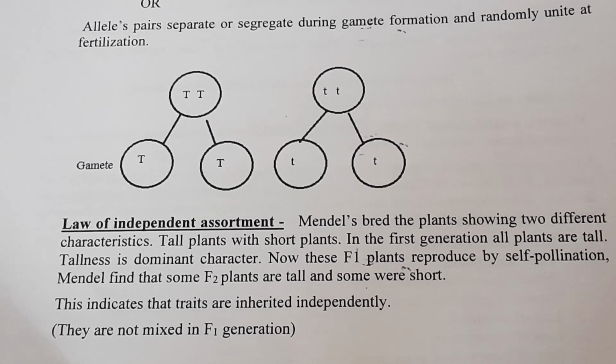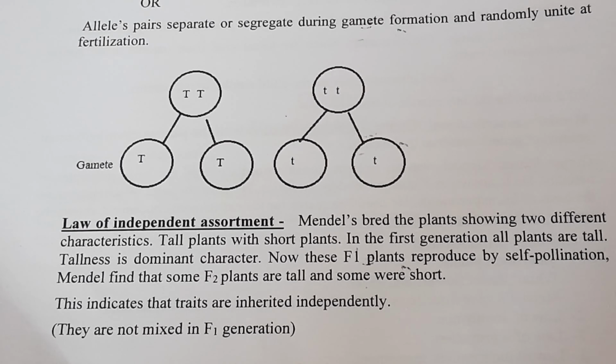Now, the next one is the law of independent assortment. In this, Mendel bred plants showing two different characteristics, a tall plant with a short plant. In the first generation, he found that all the plants were tall. So the character tallness is the dominant character.